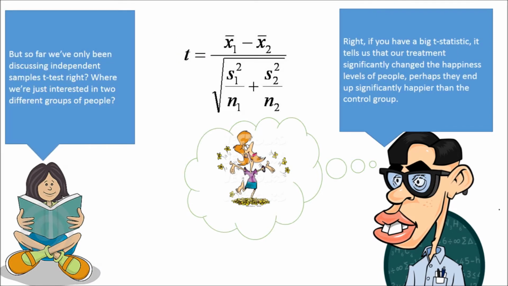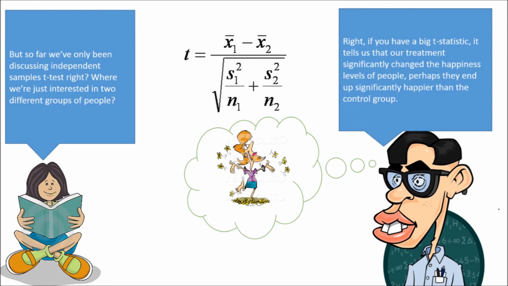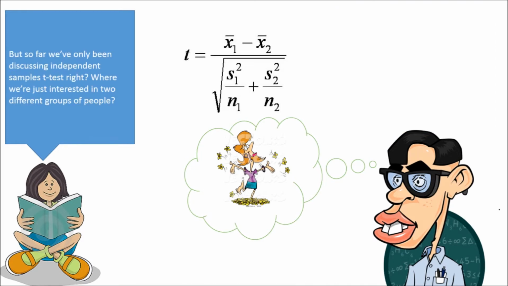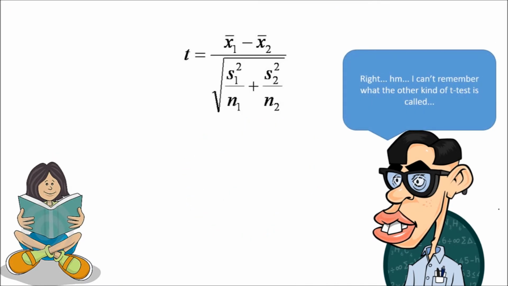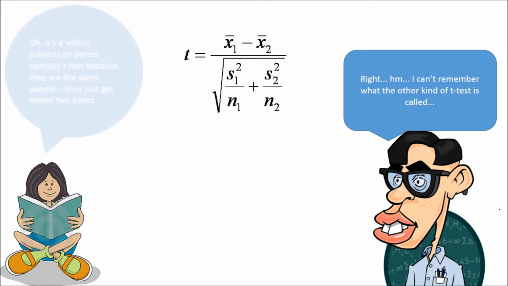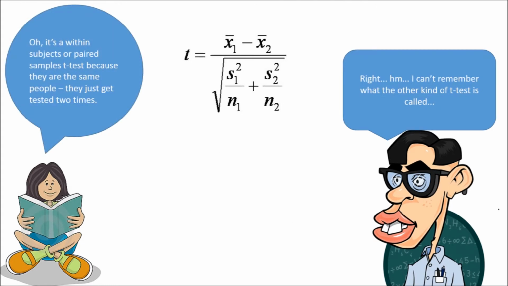But so far, we've only been discussing the independent sample t-test, right? Where we're just interested in two different groups of people. Right. I can't remember what the other kind of t-test is called. Oh, it's a within subjects or paired sample t-test because they are the same people. They just got tested 2 times.